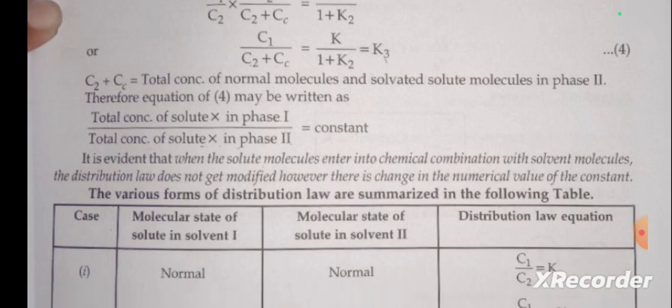C2 plus Cc is the total concentration of normal molecules and solvated solute molecules in phase 2. Therefore, equation 4 may be written as: total concentration of solute X in phase 1 divided by total concentration of solute X in phase 2 is equal to a constant. It is evident that when the solute molecules enter into chemical combination with solvent molecules, the distribution law does not get modified. However, there is a change in the numerical value of the constant.